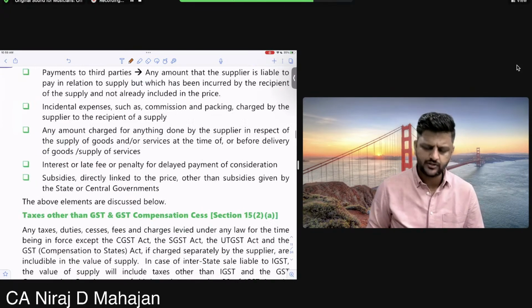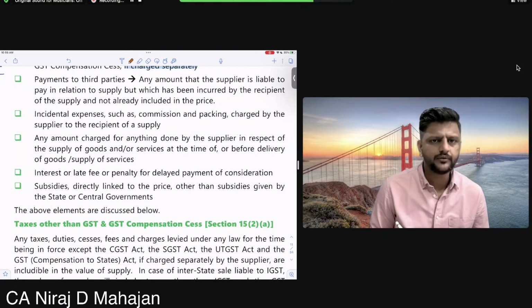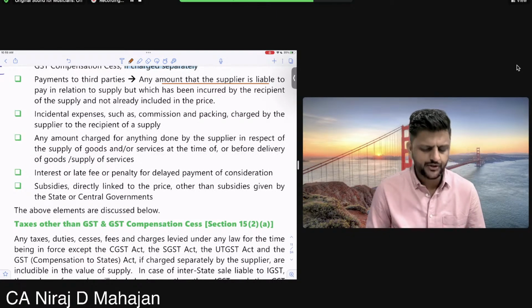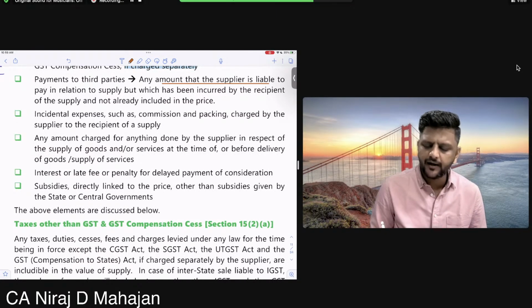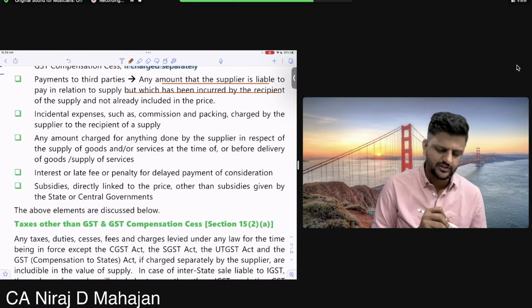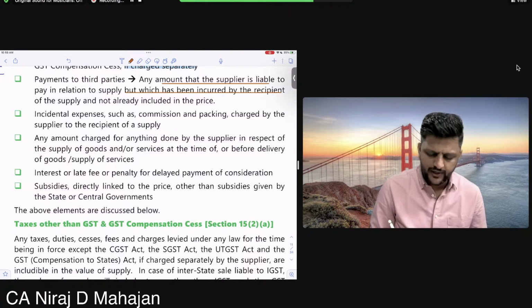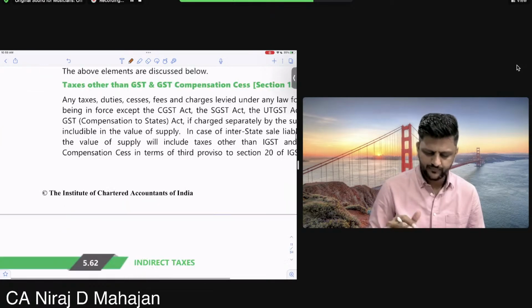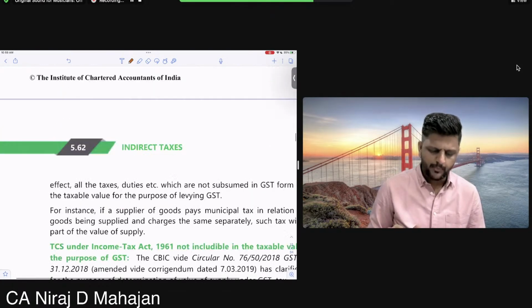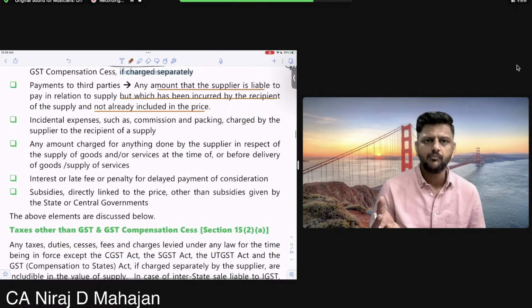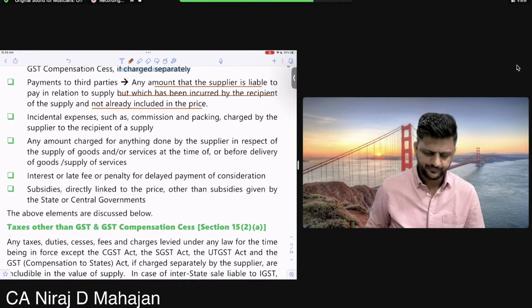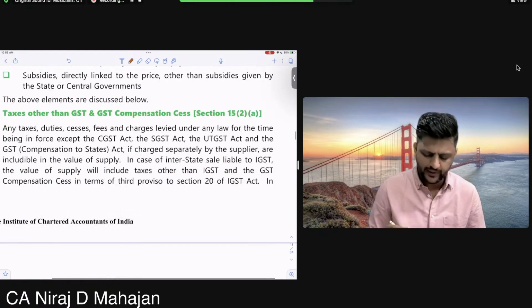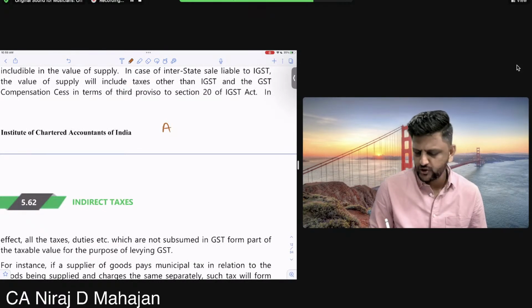Payments to third parties. Pay attention. Any amount that the supplier is liable to pay in relation to supply, but which has been incurred, paid by the recipient of the supply, and not already included in the price. We are going to have very funny examples, but yeah, we'll do that. Check here. Payments to the third parties by the recipient. I'll give you an example. Don't write down the example, because we are going to do that.